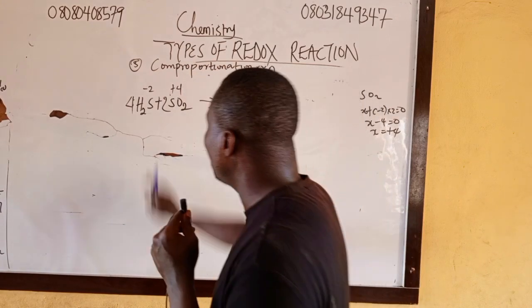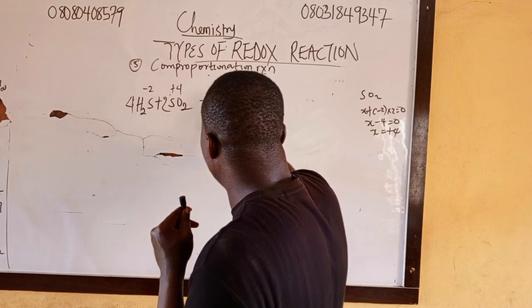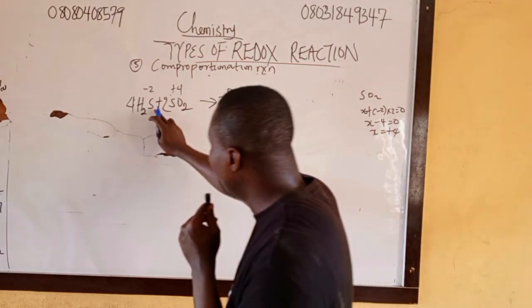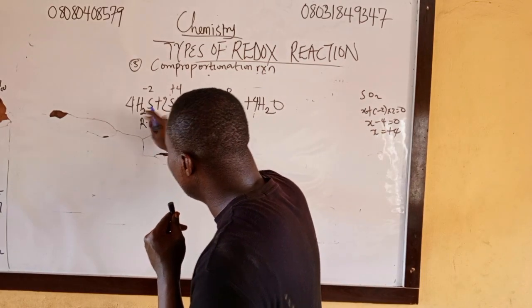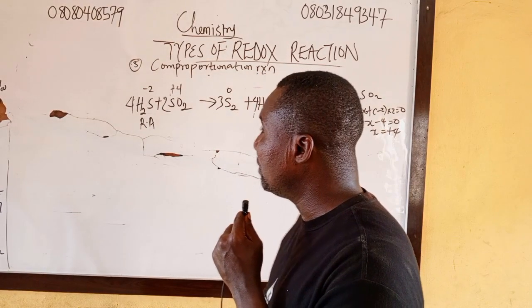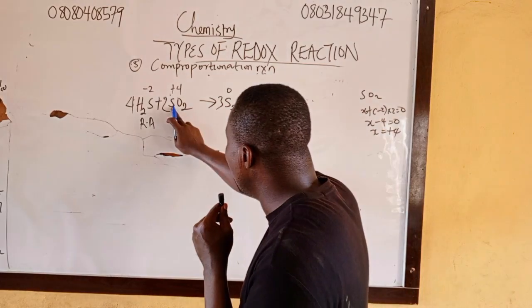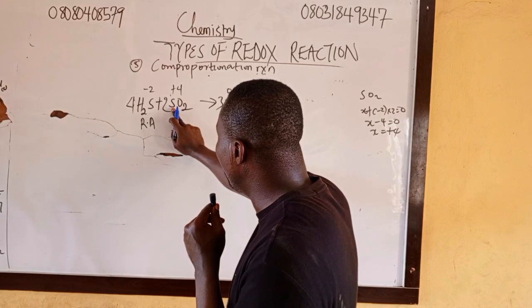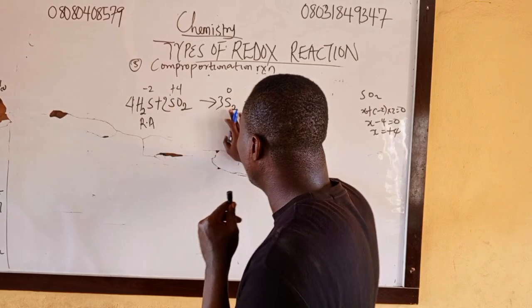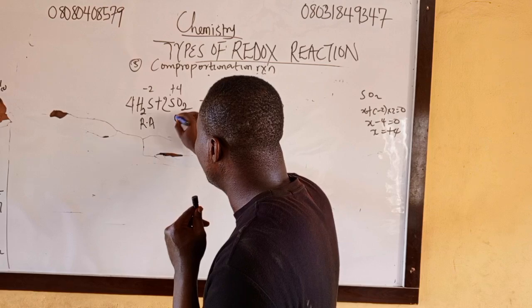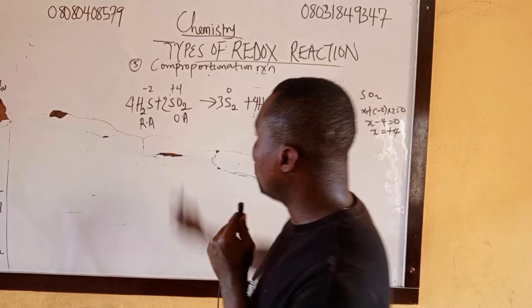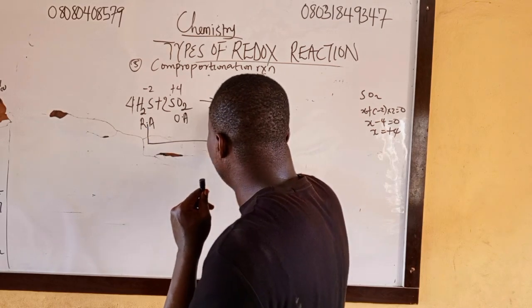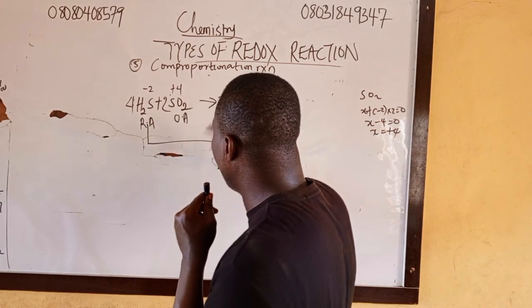Then let's look at this. Sulfur increases from minus 2 to 0 in oxidation number. Therefore, sulfur in this one is a reducing agent. That means H2S is the reducing agent. Then look at the sulfur here, plus 4. It has reduced to 0, from plus 4 to 0. Here, sulfur is the oxidizing agent.